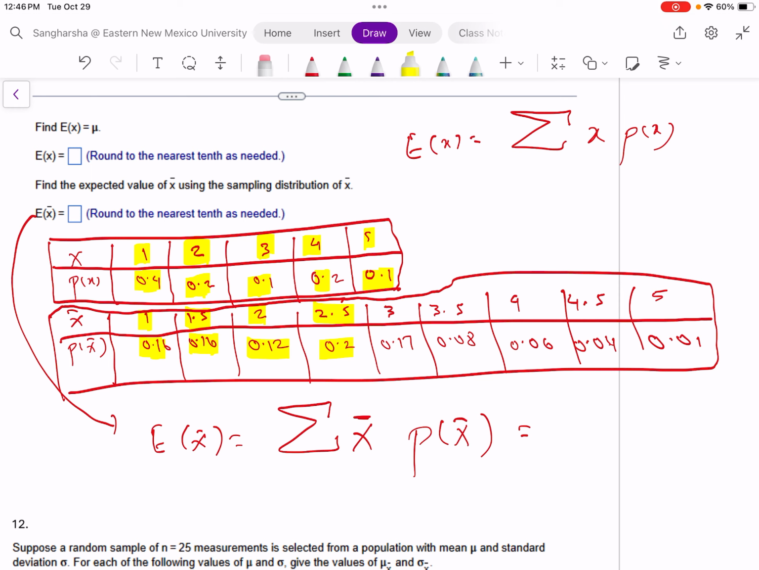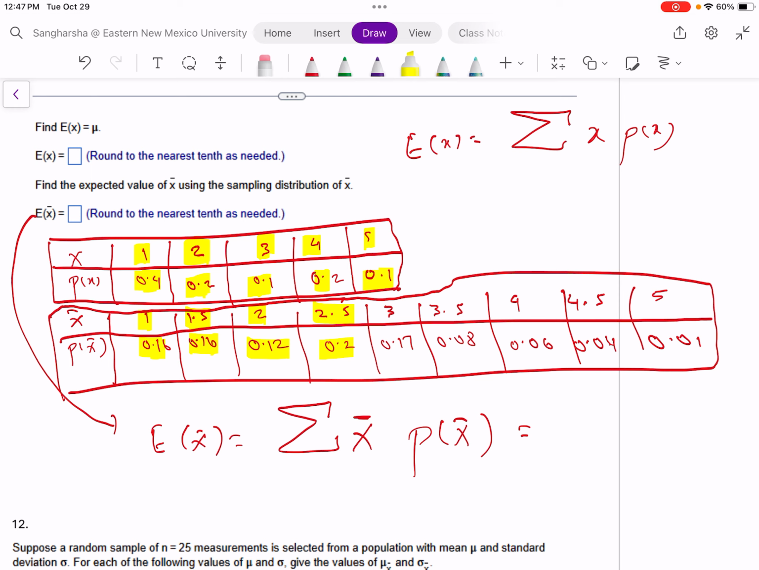If these two are different, then they are biased. Okay, that's the conclusion. So every time you are asked to check whether your estimator is biased or unbiased, you are finding the mean of the population and the mean of the sampling distribution. If the mean of the sampling distribution equals the mean of the population, it is unbiased. If these two are different, then it is a biased estimator.